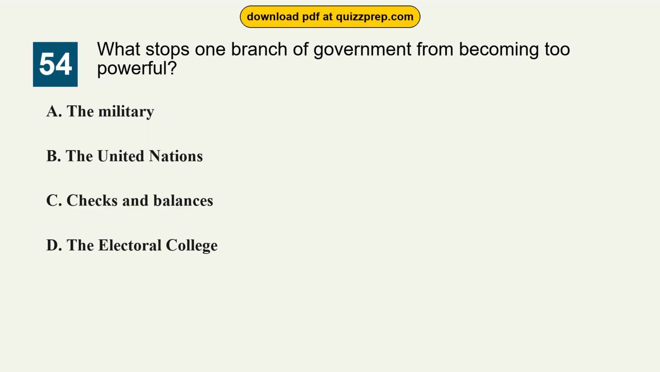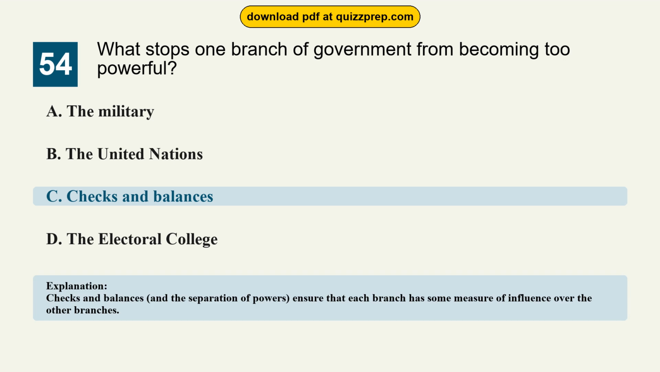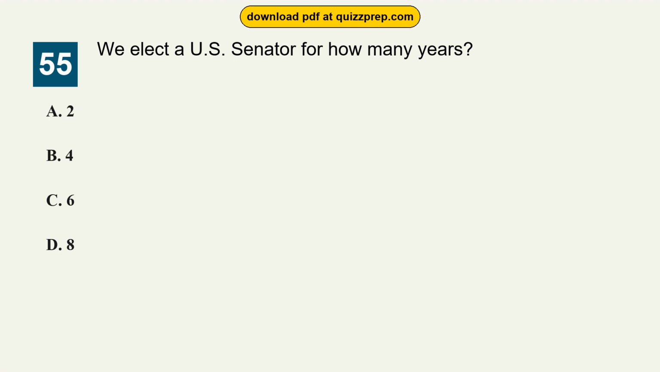Question 54. What stops one branch of government from becoming too powerful? Option A, the military. Option B, the United Nations. Option C, checks and balances. Option D, the Electoral College. The correct answer is option C, checks and balances. Checks and balances, and the separation of powers, ensure that each branch has some measure of influence over the other branches.